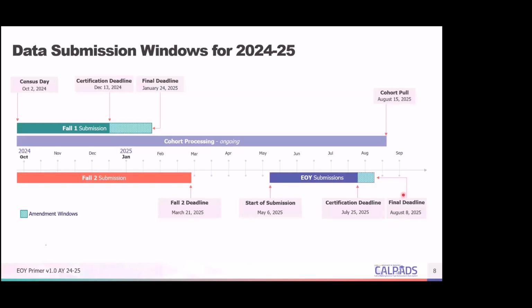And so end of year 3 and 4 have an amendment window, followed by a final certification deadline of August 8th, 2025. And then the final thing to note while we're on this slide is with regards to cohort processing. So CalPADS is continuously processing cohort data. However, the CDE does pull cohort data in order to calculate the adjusted cohort graduation rate and cohort counts that are used in quite a few of the dashboard indicators that are informed by end of year. And the pull of that cohort data will again happen on August 15th. And these are the dates that have been decoupled. So August 15th is a different date from the final deadline date for end of year, which is August 8th. In prior academic years, these were the same date.